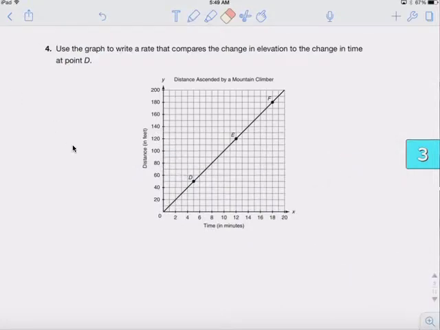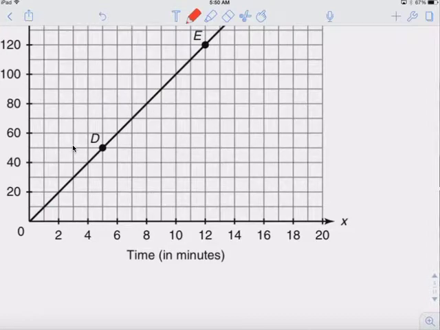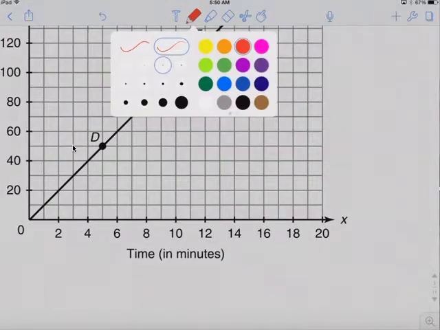I'll go over the review question. Remember, use the graph to write a rate of change, a rate that compares the change in elevation to the change in time at point D. So they want you to use point D right here.